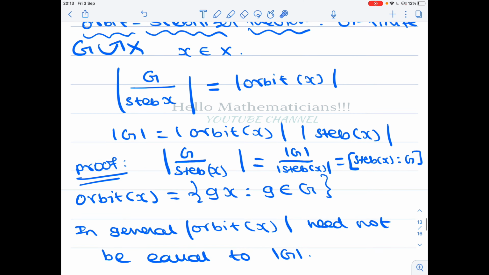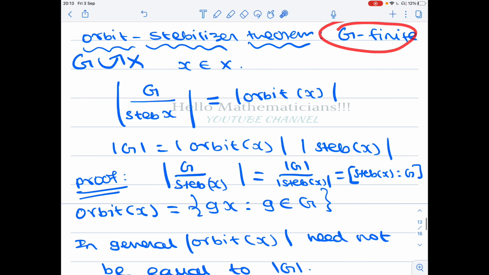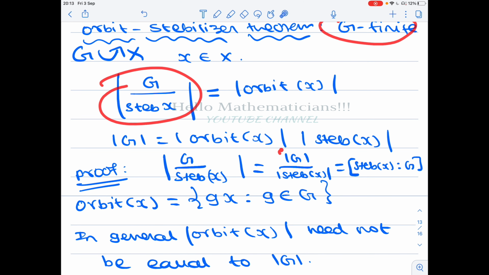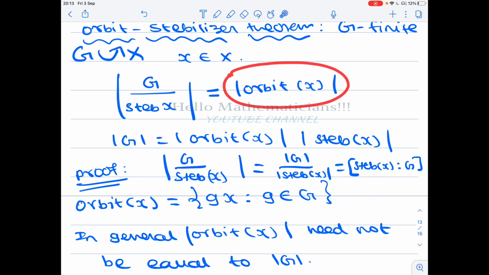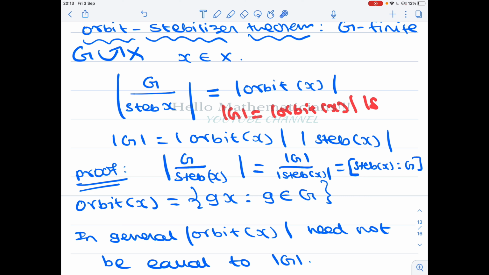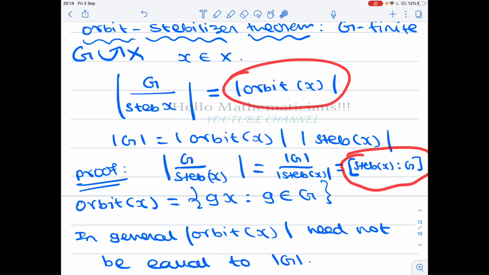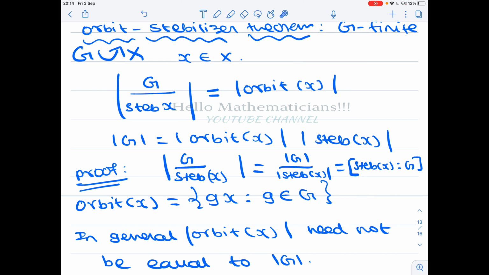So let's prove this. If G is finite, then on the left hand side you can put the cardinality of G by the cardinality of the stabilizer of X. So in particular, if G is finite, then the cardinality of G equals the cardinality of the orbit of X times the cardinality of the stabilizer of X, bringing it to the right hand side. So you get the order of G equal to the order of the orbit of X times the order of the stabilizer of X if G is finite. Otherwise, you get that the cardinality of the orbit of X equals the number of distinct right cosets of the stabilizer. That is what we know for an arbitrary group.